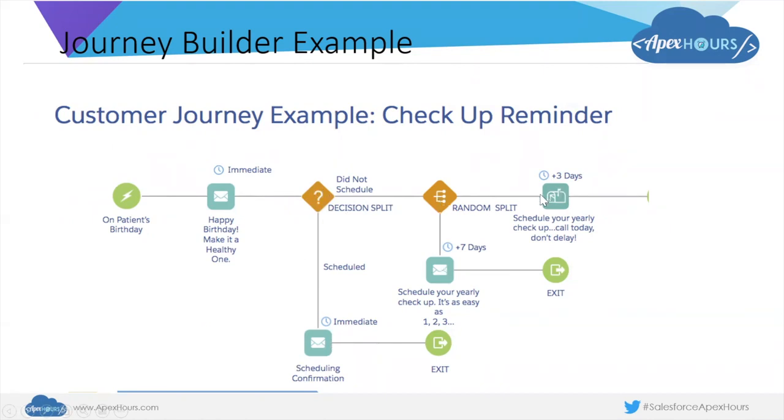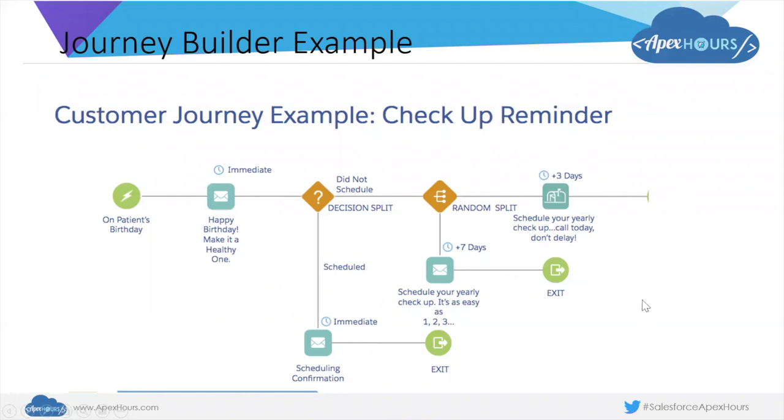One way is to send a mail, and the other way is to wait for 7 days and send the email. For this, we are randomly splitting the contacts through different paths. As you see here, in one path, it's waiting for 3 days and sending the mail. And on the other path, it's waiting for 7 days and sending the email, and then exiting the journey.